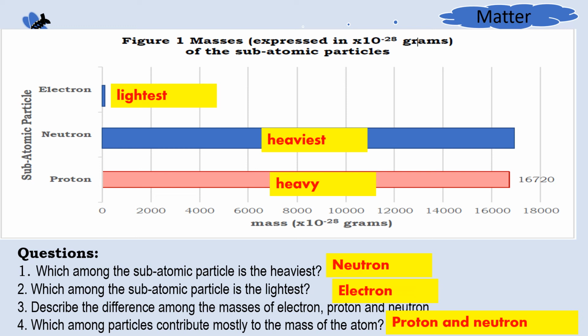If we're going to describe the difference in terms of their masses, we can say that the heaviest is the neutron, followed by the proton. They're almost the same in terms of mass. And the lightest is the electron. Question number 4: Which among the particles contribute mostly to the mass of the atom? The answer is the proton and neutron.